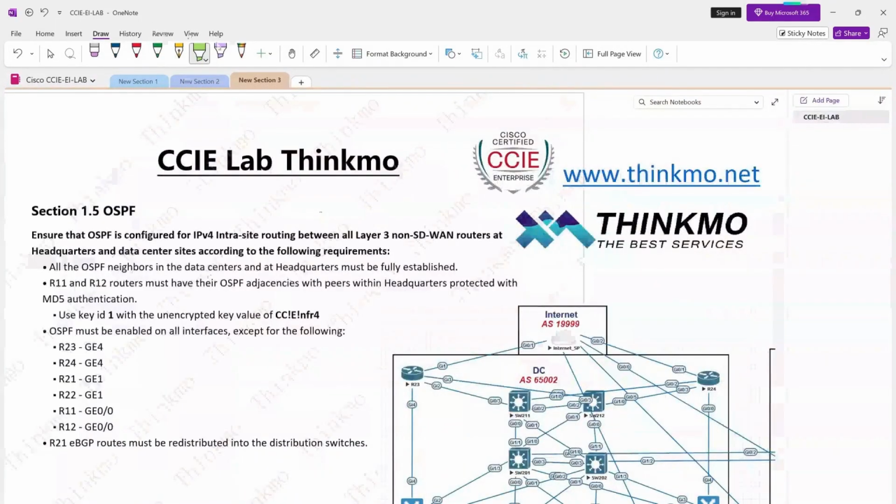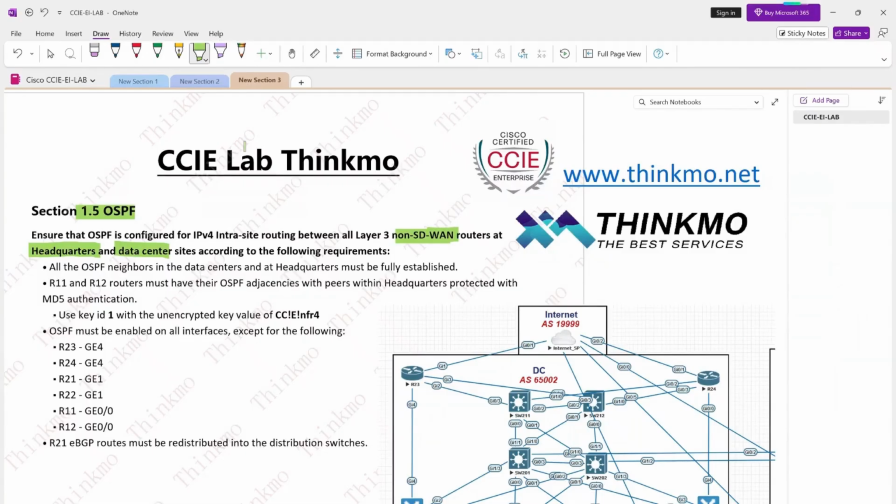Hello everyone, today we will continue discussing requirement 1.5 of the CCIE Lab. This requirement is about OSPF. First, it asks us to ensure that OSPF is deployed between the headquarters area and the data center area. It specifies that non-SD-WAN devices should deploy the OSPF link.